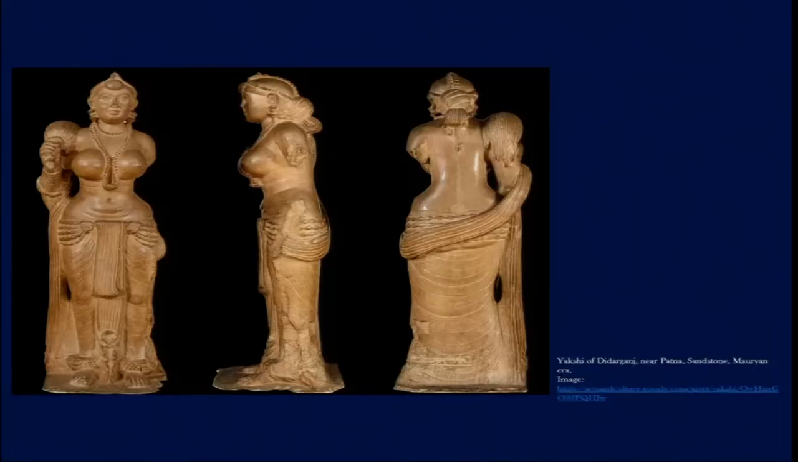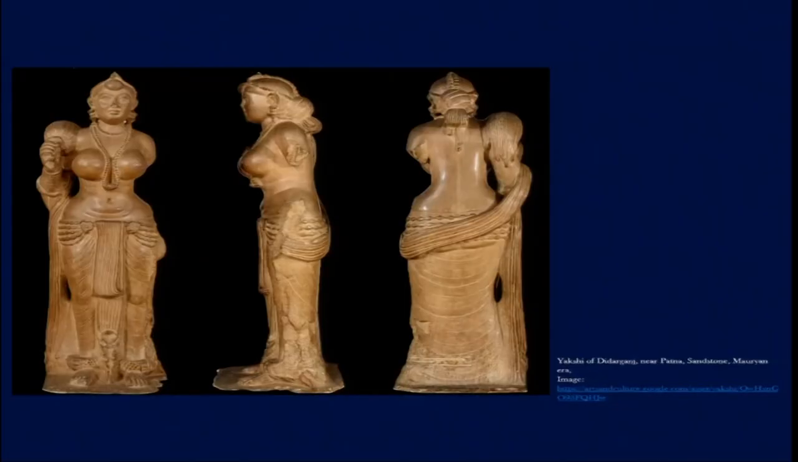From there, I also wanted to address something else, and that is this particular way of handling material that we find in the Mauryan context. Here we have a particular figure which is identified either as a chowri bearer or a yakshi, and that was found in the area of Didarganj near Patna, and now it is kept in the government museum in Patna.